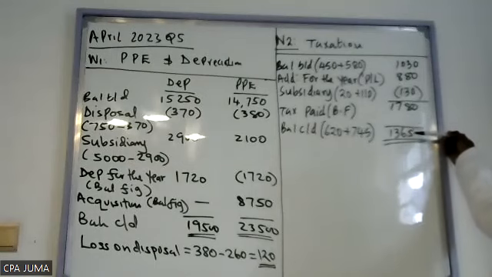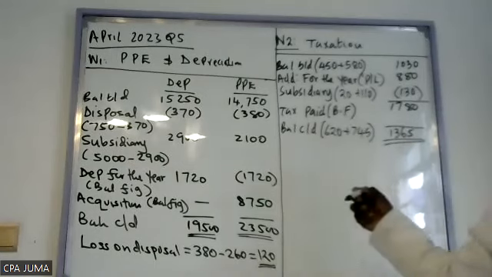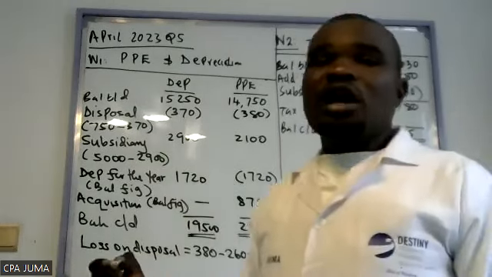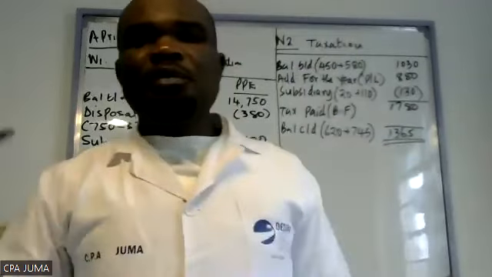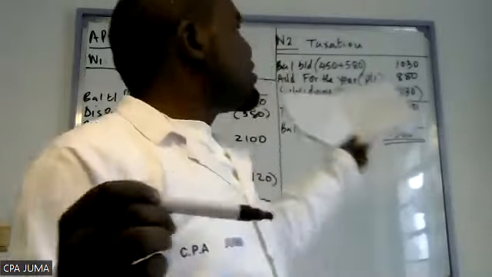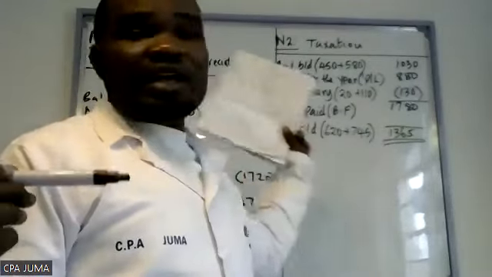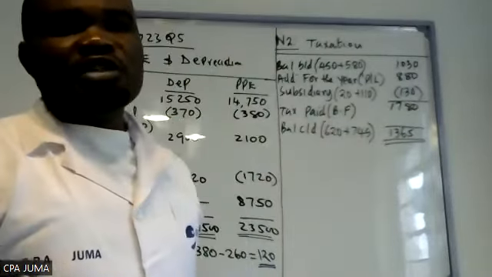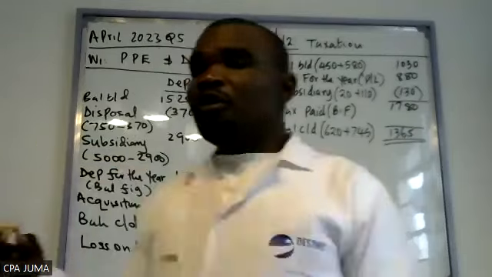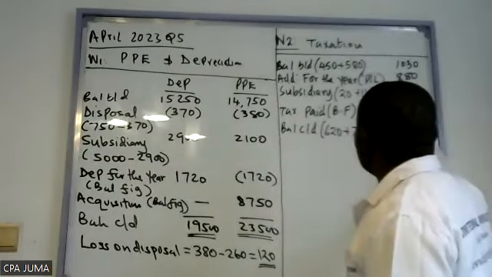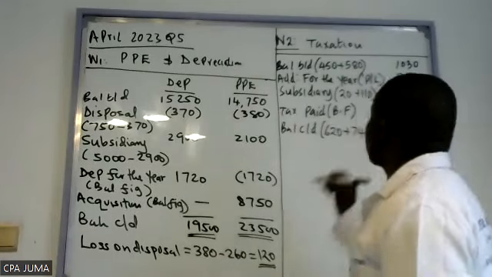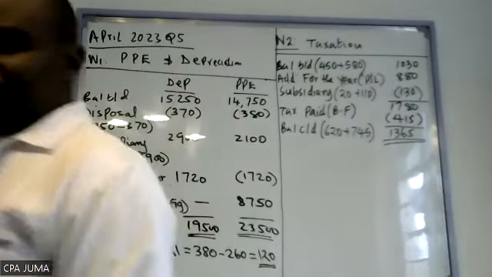So this liability was supposed to be 17, it has gone down to 13. The decrease from 17 to 13 means we have paid. A decrease in liability means payment. So take 1780 minus 1365. Tell me what you are getting. 415. So tax paid is 415.